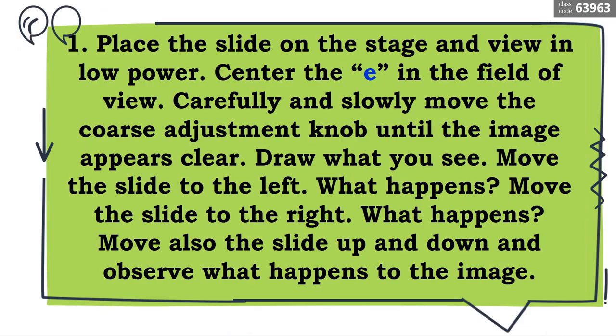Okay, let's move on. Place the slide on the stage and view in the low power. Center the E in the field of view. Carefully and slowly move the coarse adjustment knob until the image appears clear. Draw what you see. Move the slide to the left. What happens? Move the slide to the right. What happens? Move also the slide up and down and observe what happens to the image.